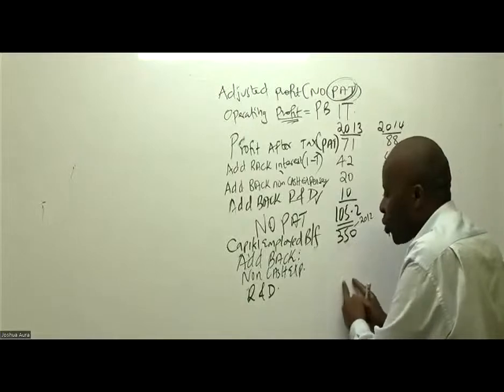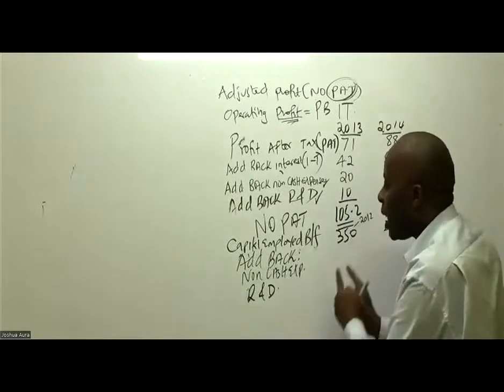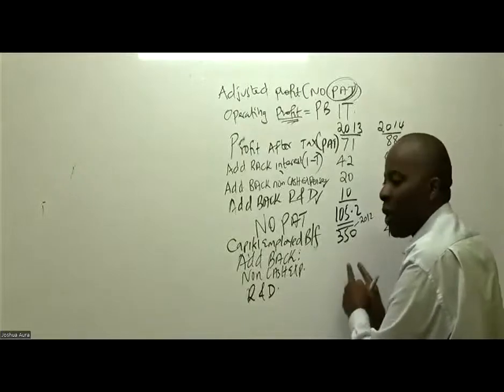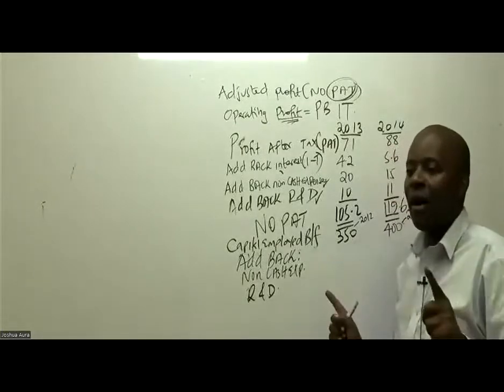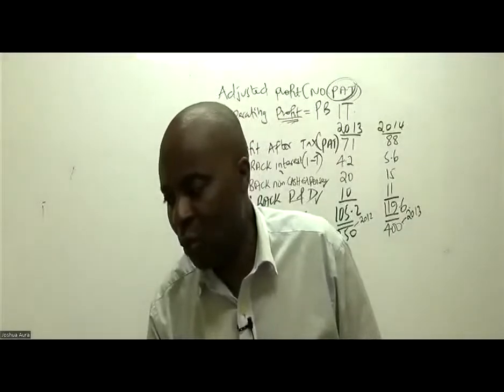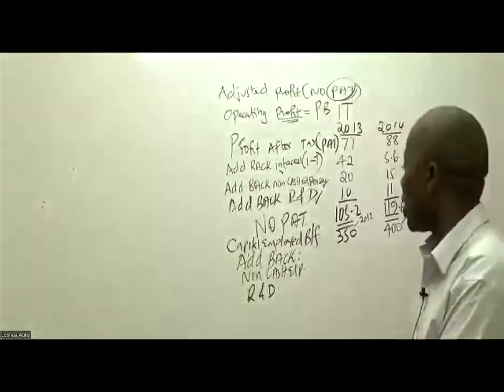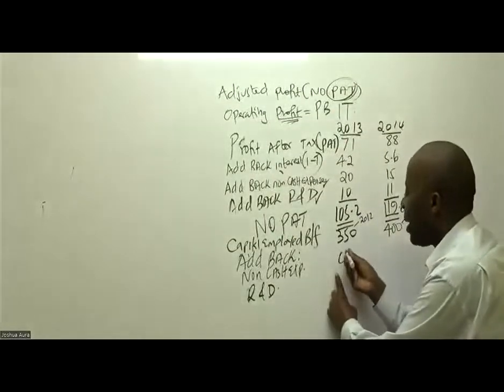What happened in 2012? For sure, we don't have any non-cash expenditure of 2012. You see here the other non-cash expenses, they've only given us for 2013. So the non-cash expenditure for 2012 must have been 0.